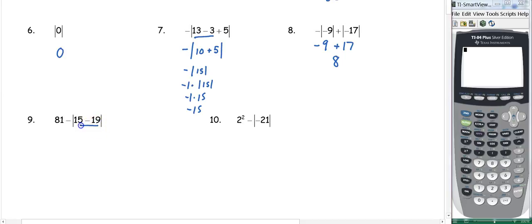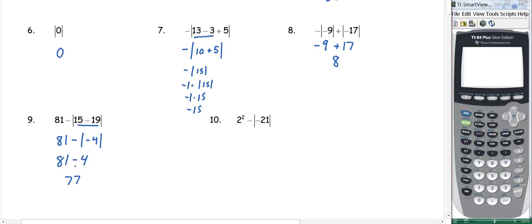Number 9, 81 minus the absolute value of 15 minus 19. So first we need to do our operation. 15 minus 19 is negative 4. So the absolute value of negative 4 is 4. So we have 81 minus 4, which gets us 77.